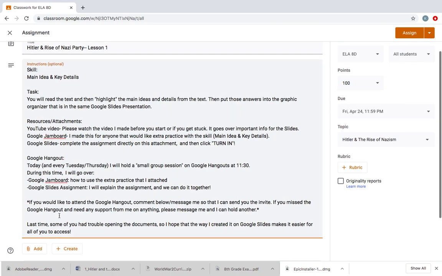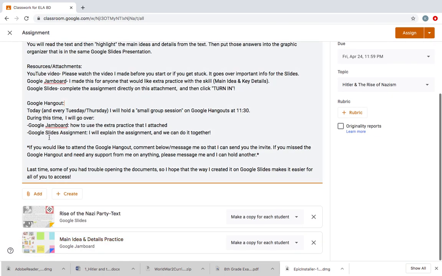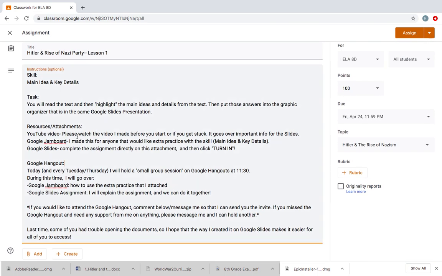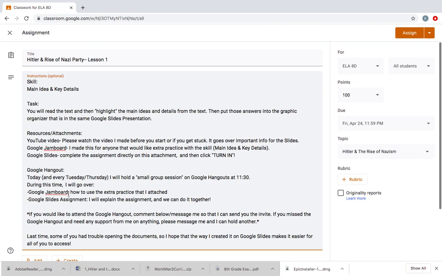All right, so then you'll see below here, we've got the skill. Today we're doing main idea and key details. I have the task, meaning what your job is for today. All the resources and attachments that are down here, I explain them. Okay. I talk about Google Hangout. I will be holding one today at 11:30 if you would like to join, and so on and so forth.